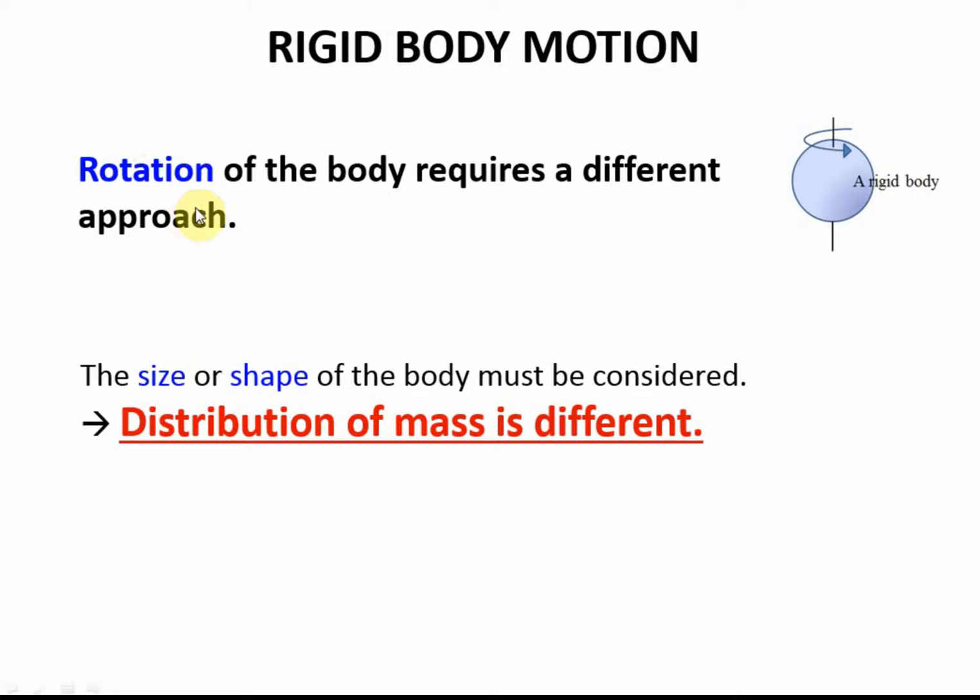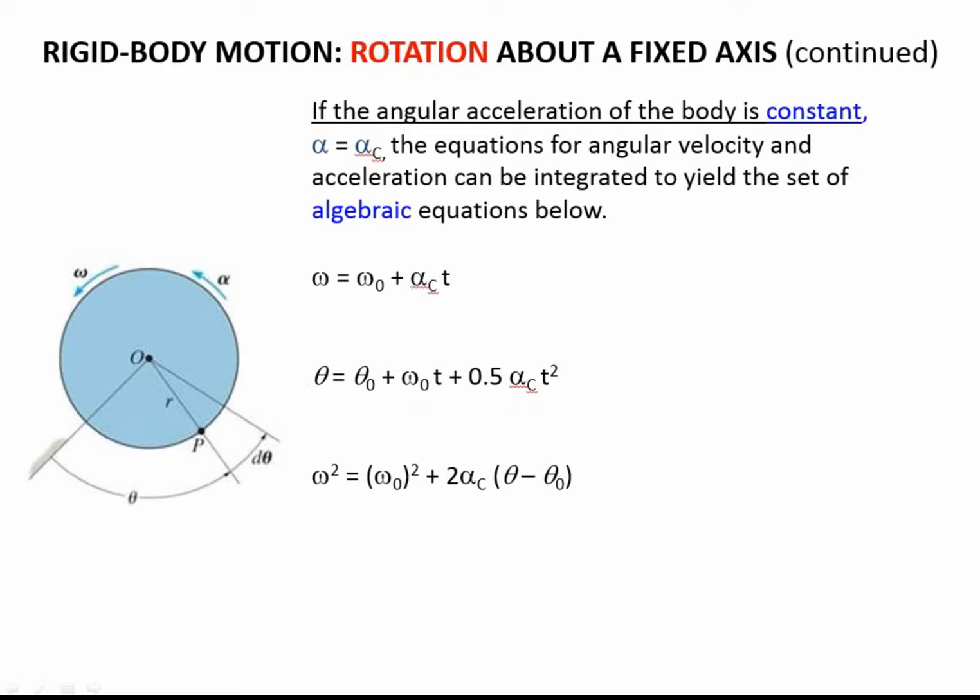The rotation of a body requires different approaches than particle motion analysis, because the size or the shape of the body must be considered. If you look at this example here, the one disk is rotating about A, so this is a rotational axis. This is rotational motion, so it has something to do with the angle change.